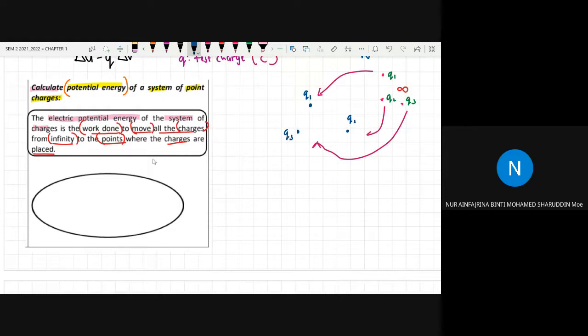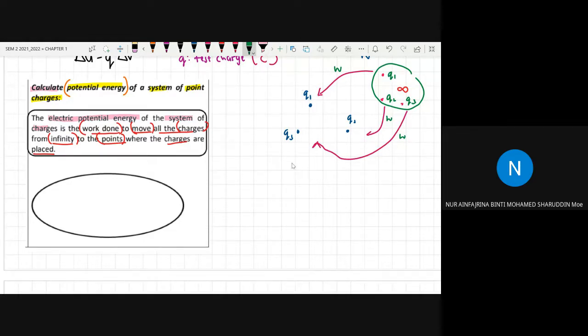So, electric potential energy ni dia adalah system of charge di mana dilakukan kerja, okay, akan ada work done. Okay, ni semua akan ada work done untuk gerakkan charge daripada infinity kepada points di mana charge itu akan diletakkan. Okay, ini contoh dia. So, sebab itu kita boleh calculate potential energy of the system ini.